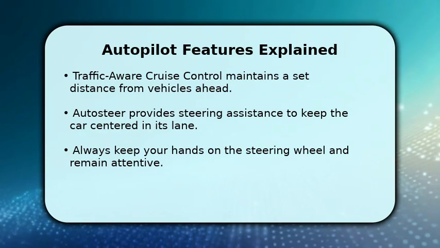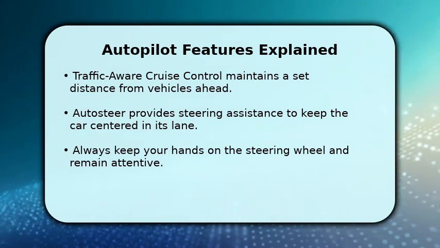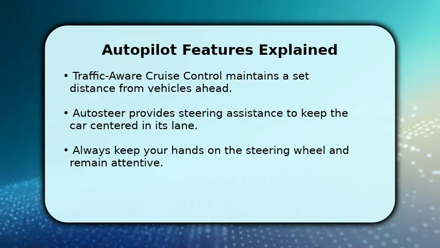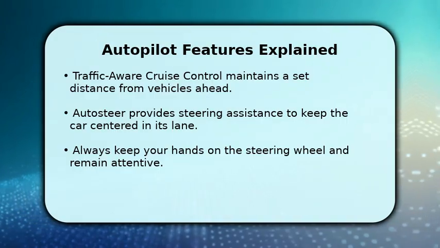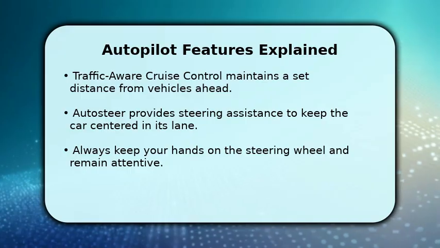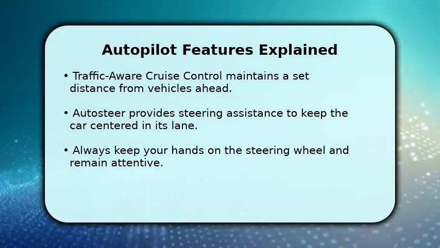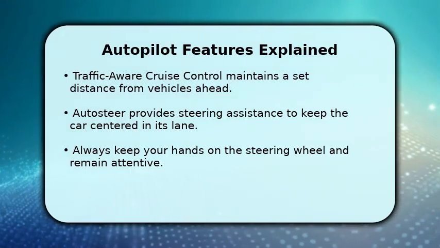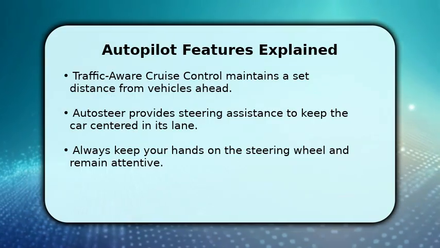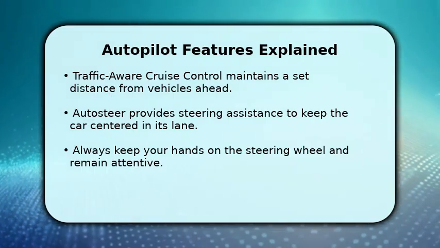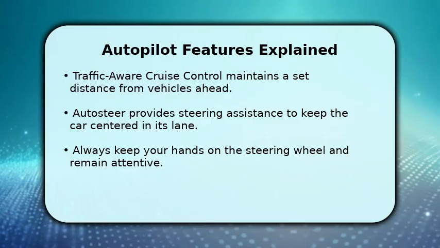Traffic-aware cruise control is fantastic for highway driving, automatically adjusting your speed to match the flow of traffic while maintaining a safe following distance. Auto steer then adds steering assistance, helping to keep your Model S centered within its lane markings. It's crucial to remember that these are driver assistance features.